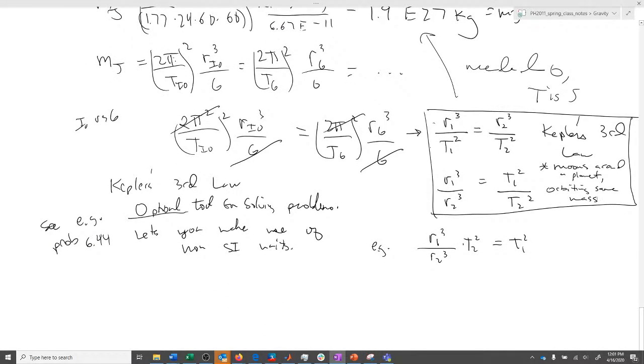And yeah, sorry, I don't want to step on your time here. So think of Kepler's laws as sort of an optional tool. And then it can help you with some kinds of problems. And you can read about this too. So this is section 6.5.